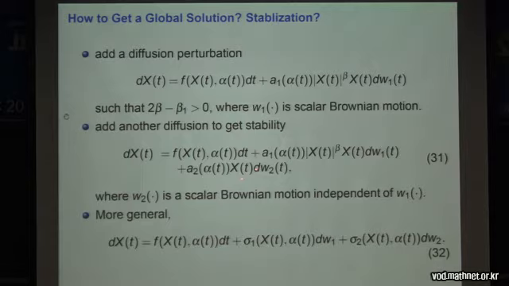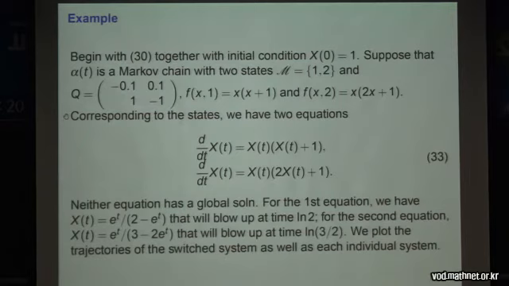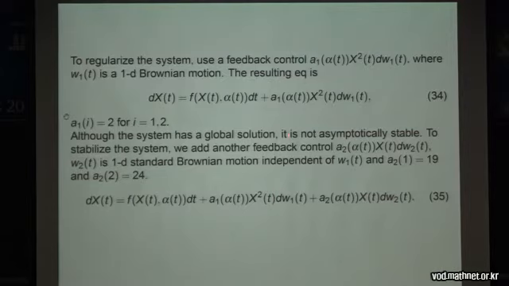So I'm going to show some pictures. So here is the model or the problem. You see this one has a finite explosion time. So does this one. One of them is log 2, the other one is log 3 halves. So then what you do is you add a perturbation or noise of x squared. The function basically outperforms the f part. Once you put that in, you actually get a global solution.